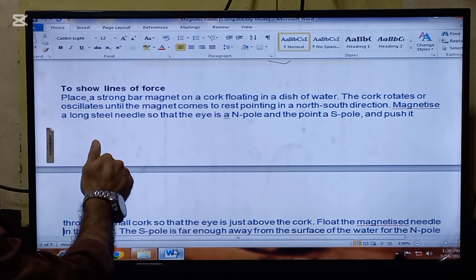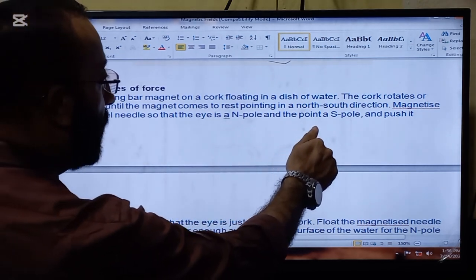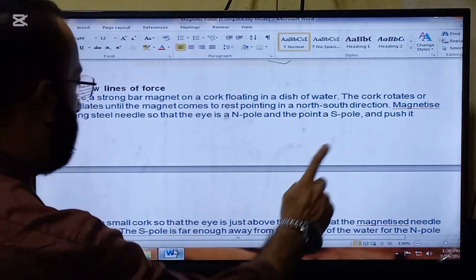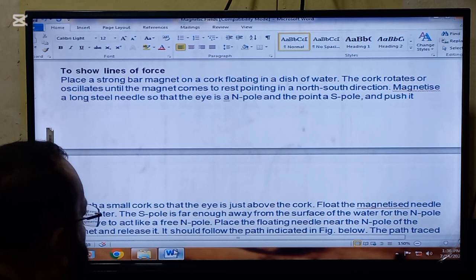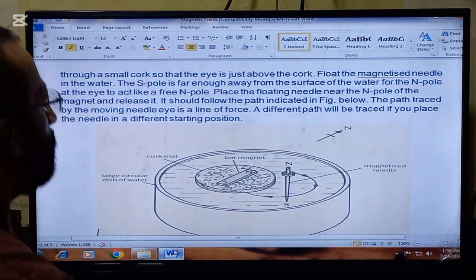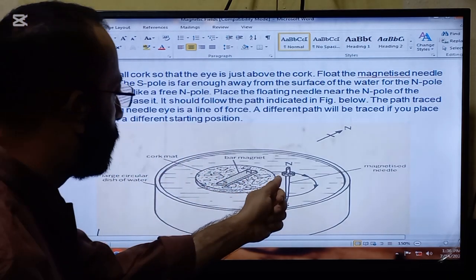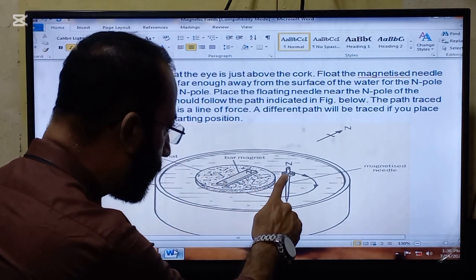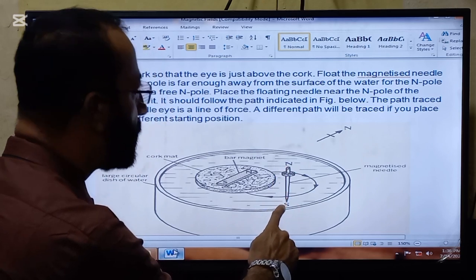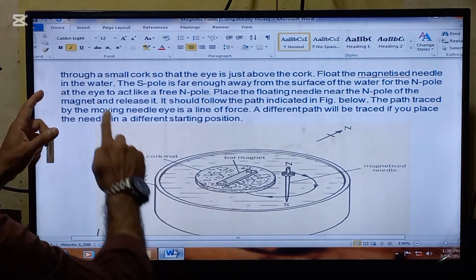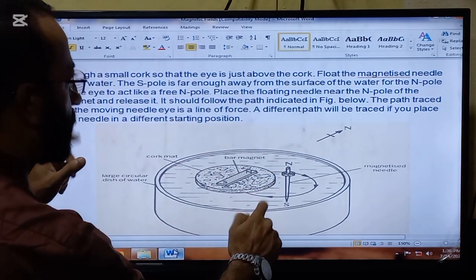Magnetize a long steel needle so that the eye is a north pole and the point a south pole, and push it through a small cork so that the eye is just above the cork. So look now, it will be pushed through a small cork. Here is a small cork now. The eye of the needle is the north pole and the point is the south pole. So push it through a small cork so that the eye is just above the cork like this.